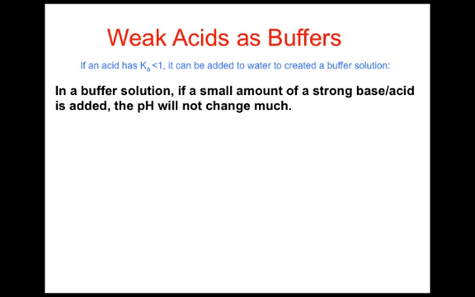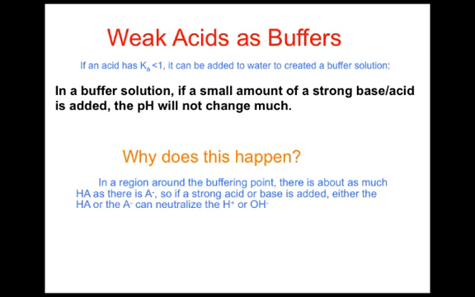What a buffer really means is that once you've made the solution, if you add a small amount of a strong base or strong acid, the pH is not going to change much, because essentially the weak acid absorbs the blow of that strong base or acid, is maybe a way to think about it. That's why, if you look at the titration curve, there's a region where it flattens out. In that region there's about as much HA as A minus. So whether you add a strong acid or a strong base, the H plus or OH minus can be neutralized by either HA or A minus.